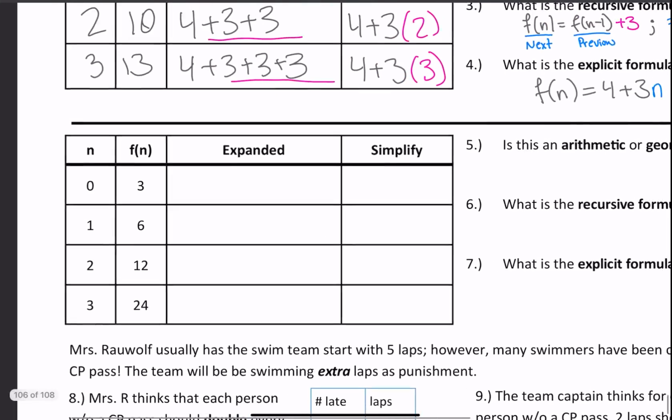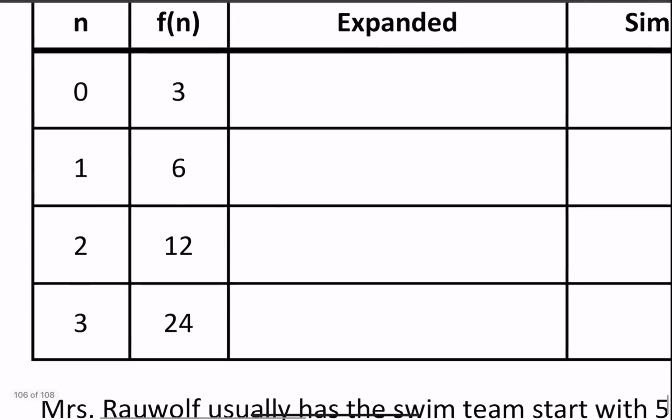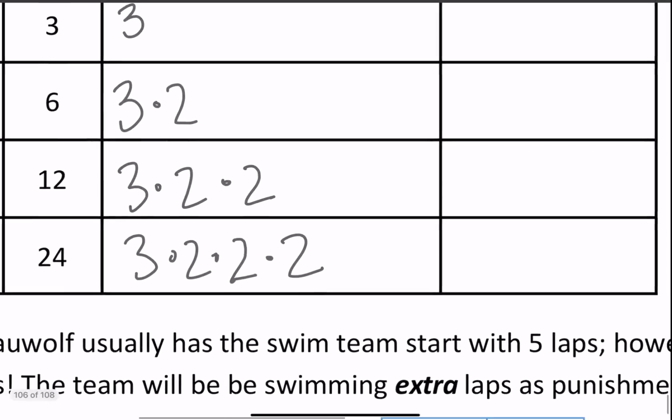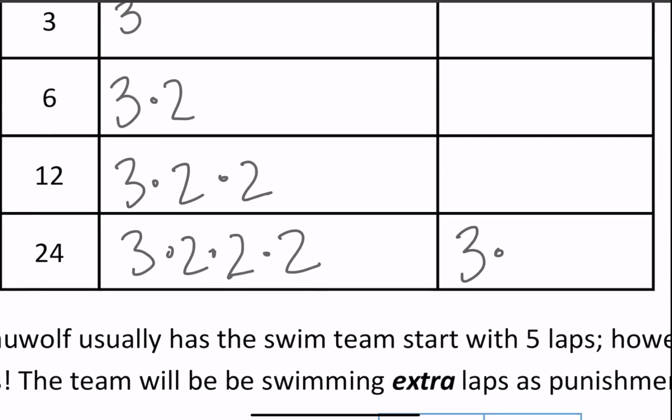All right, next one, we have 3, 6, 12, 24. So we start off with that 3. Then the pattern that repeats is 3 times 2, and then we have 3 times 2 times 2, and then we have 3 times 2 times 2 times 2. So when we simplify that, we have 3 times 2, but we multiply it by 2 three times. To represent that, it becomes an exponent.